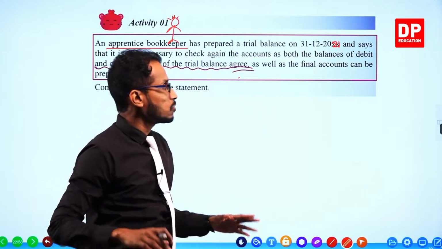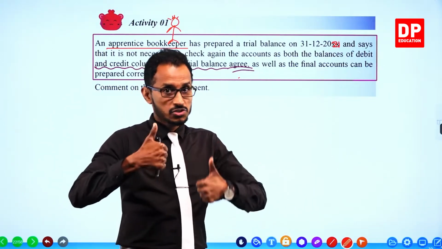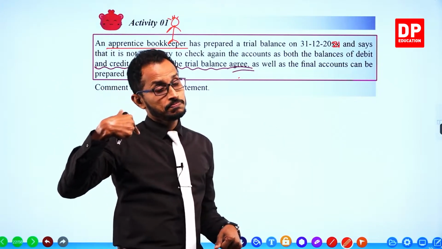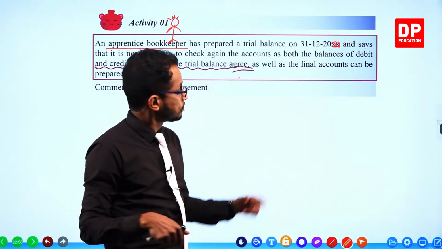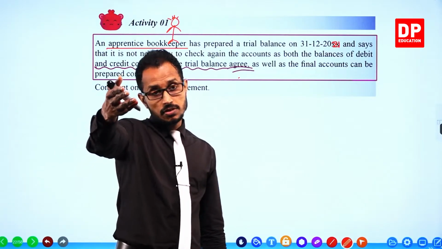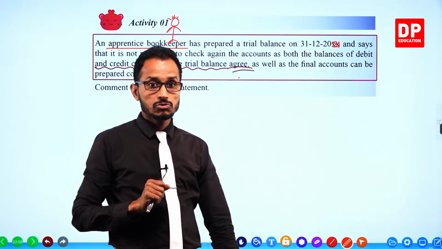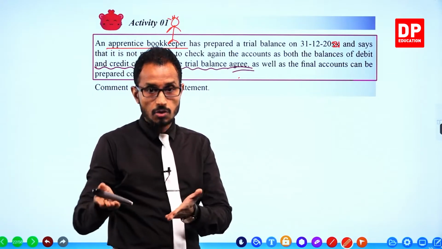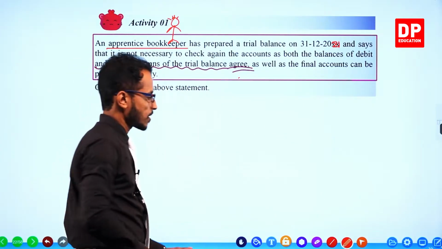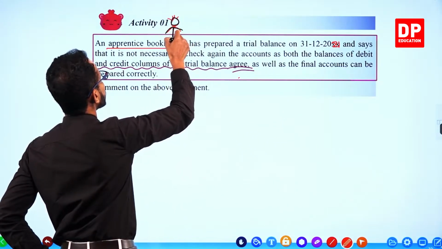He's saying now my trial balance has balanced, I have done it perfectly, no errors, so no need to check anything again. I have finished it at once. The accountants, the boss can prepare the final accounts using my accounting records because there are no errors. He's saying, do you agree? Do you agree now?